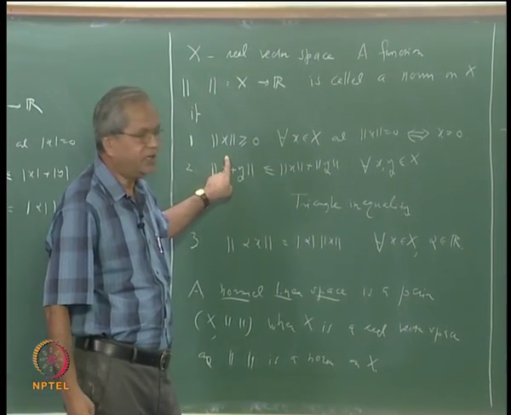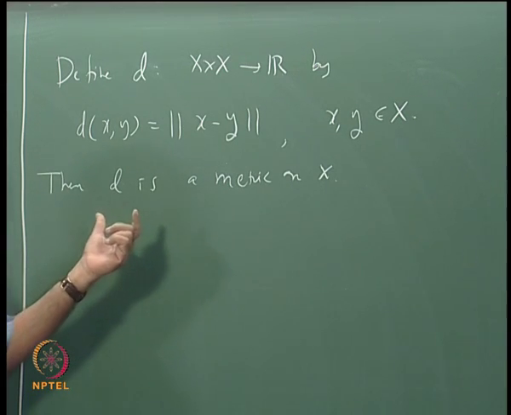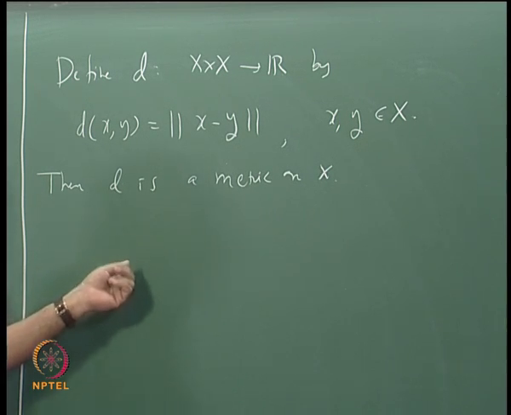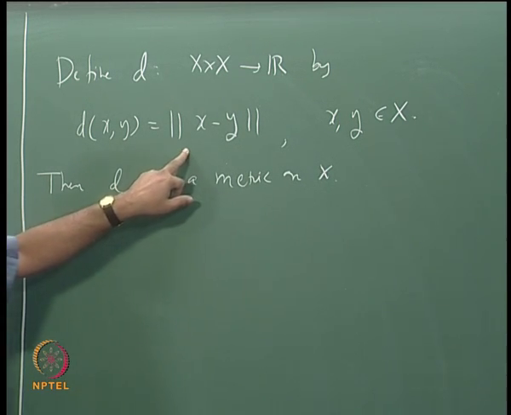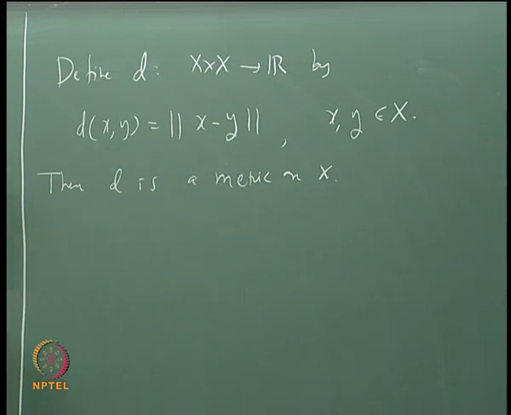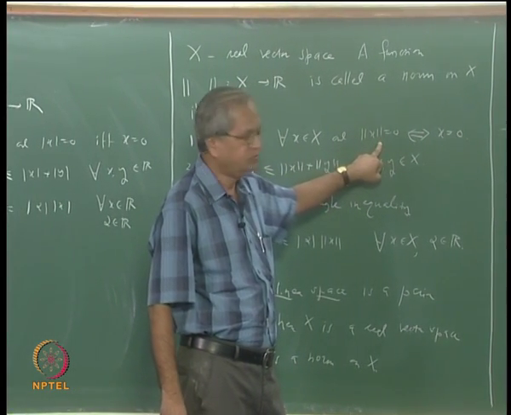What is the next thing that you require? That is d(x,y) is equal to 0 if and only if x equals y. Does it follow again? Suppose this is 0, then you must have norm of x minus y equal to 0, which is the same as x equal to y. Again it follows, so that property follows from here.